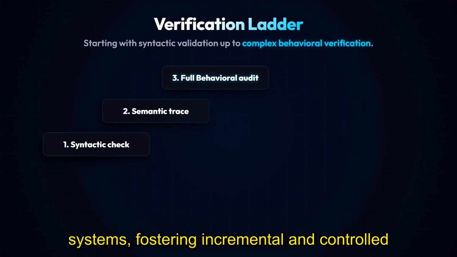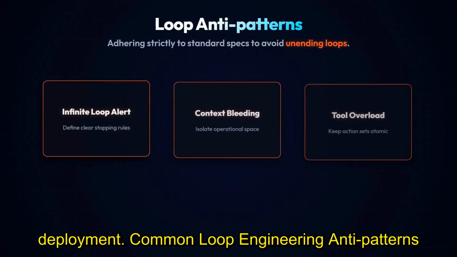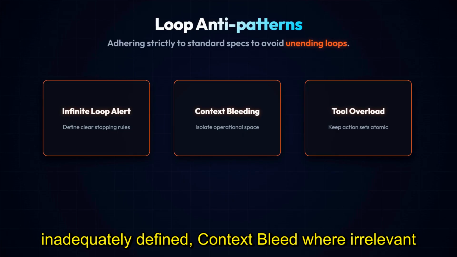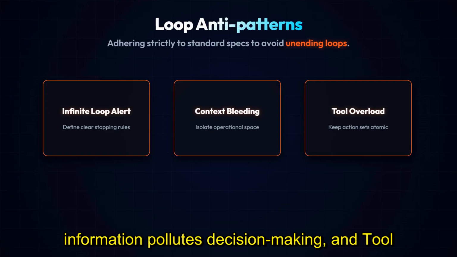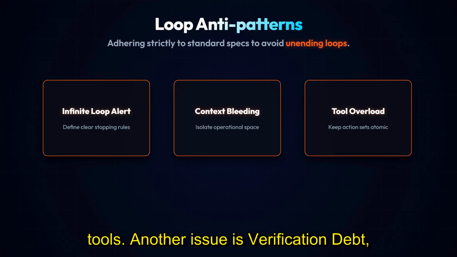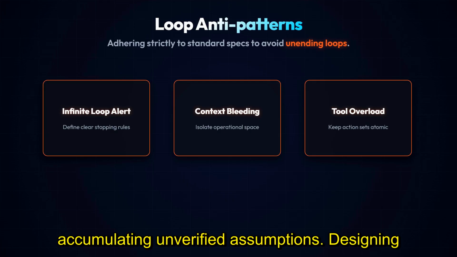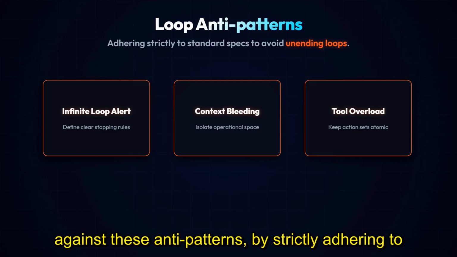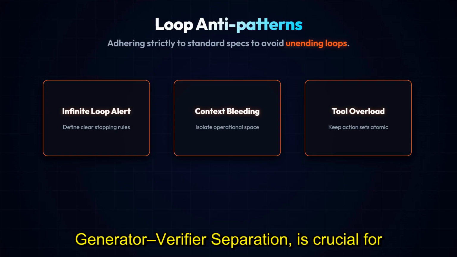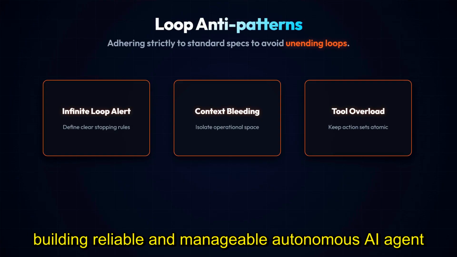Common loop engineering anti-patterns include infinite loops where stopping conditions are inadequately defined, context bleed where irrelevant information pollutes decision-making, and tool sprawl where an agent has too many undifferentiated tools. Another issue is verification debt, accumulating unverified assumptions. Designing against these anti-patterns, by strictly adhering to a loop specification and employing generator-verifier separation, is crucial for building reliable and manageable autonomous AI agent systems.